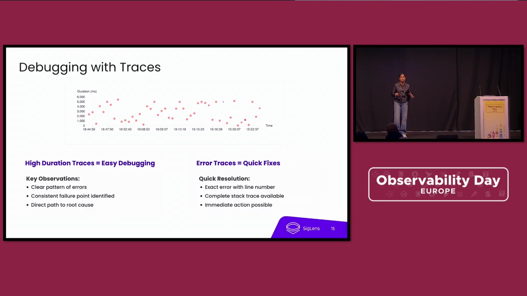You can see the clear pattern. You can see the consistent failure point, and it will lead you to the direct root cause. Even better are the error traces. You can easily find which line number the error is happening on. You see the complete stack trace available to you, and you can immediately take action instead of spending hours finding the problem. Now you can fix the problem in minutes.